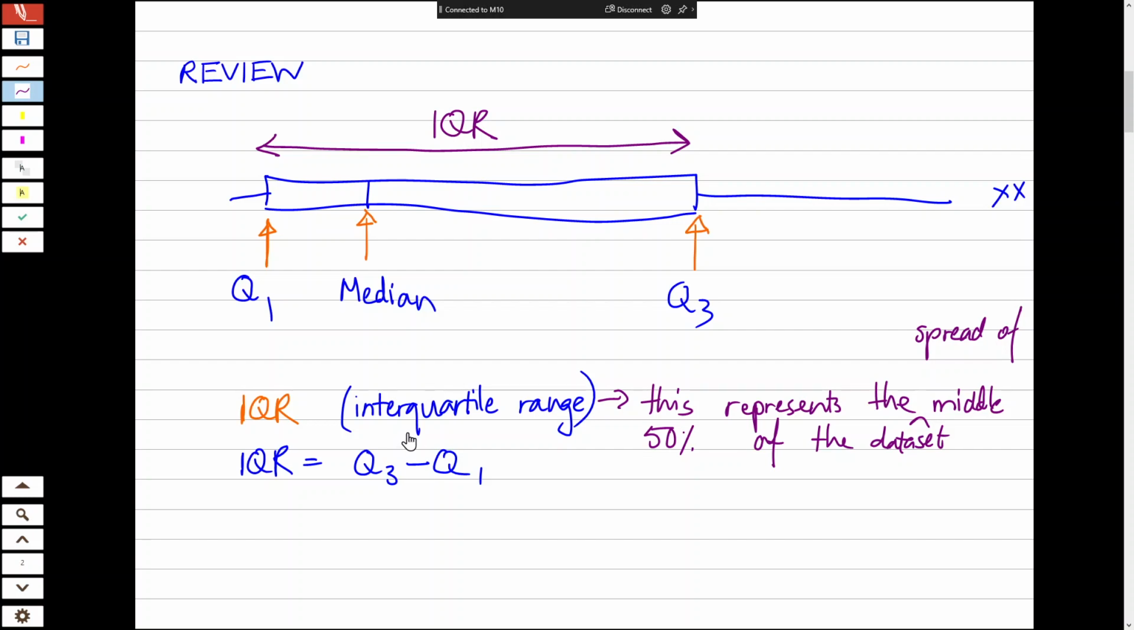Okay, I'm not going to go over this in detail now, but I just want to remind you, last class we also defined something called an outlier.